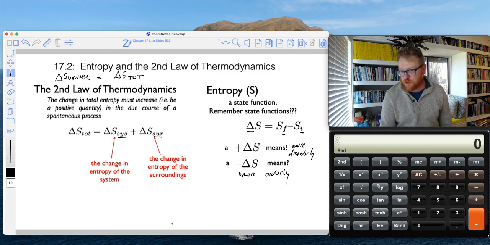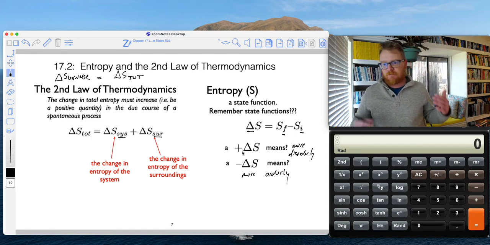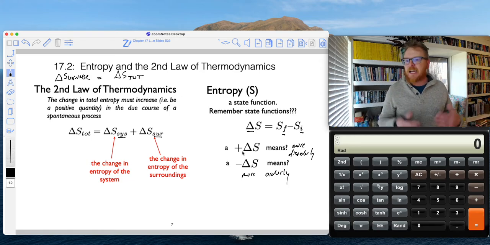A negative delta S, we could say, means more orderly or fewer microstates. Because a negative delta S means the entropy of our final state has to be lower than the entropy of our initial state. So with plus delta S, things are becoming a little bit more chaotic, more disorderly. With negative delta S, things are becoming less chaotic or more orderly.